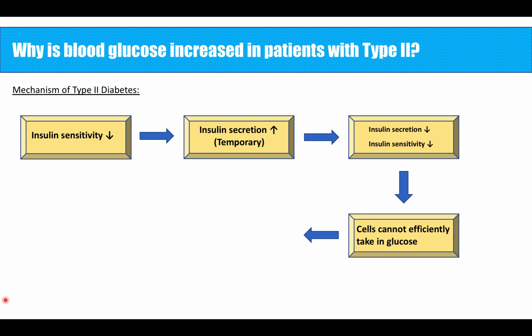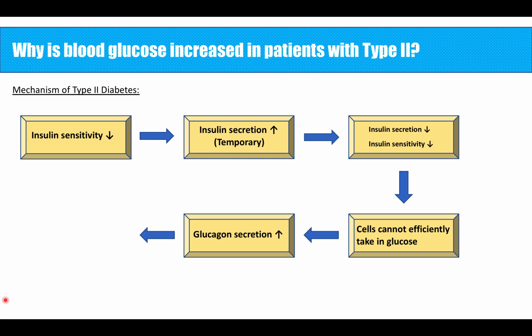As a result, glucagon secretion from pancreatic alpha cells ramps up, promoting the hepatic production of glucose by increasing hepatic gluconeogenesis and glycogenolysis. In addition, glucose that is consumed cannot be efficiently taken in by the cells due to the insulin insensitivity. Both of these contribute to increased blood glucose levels, which is the reason for type 2 diabetes.